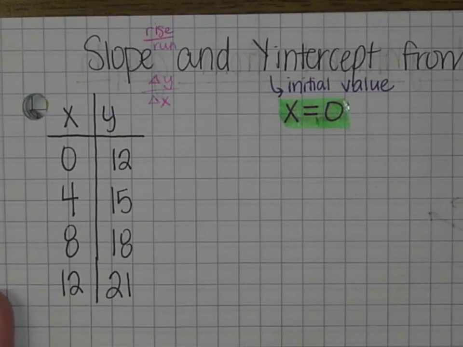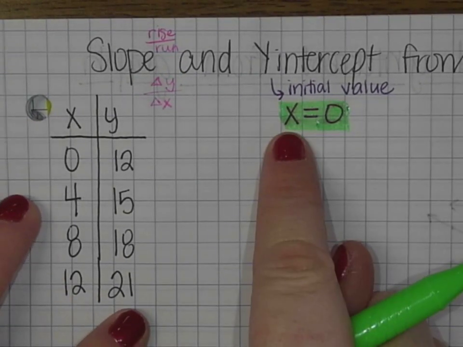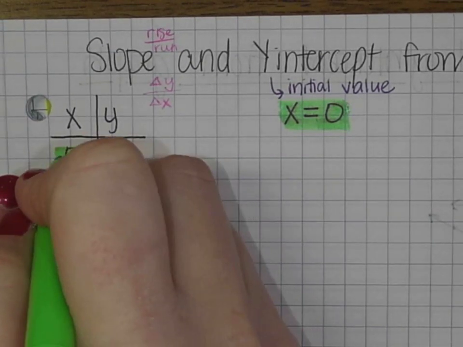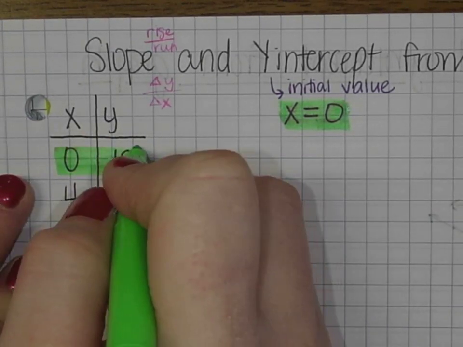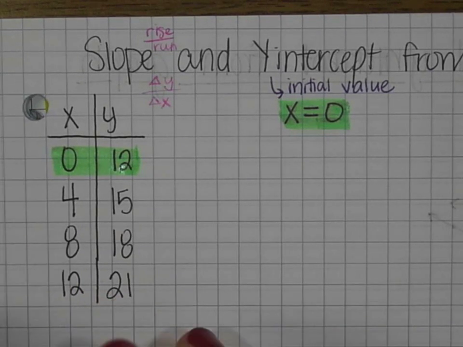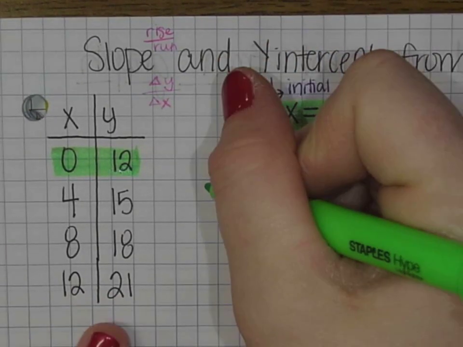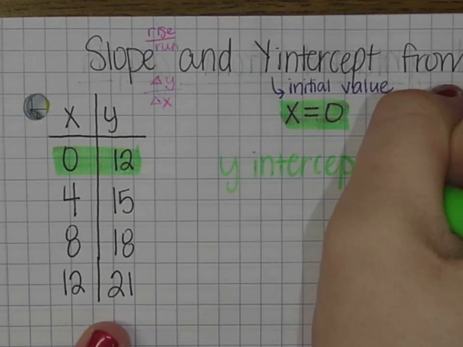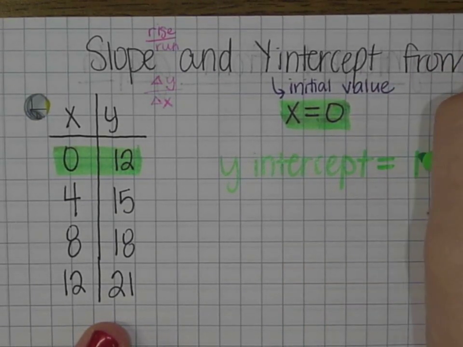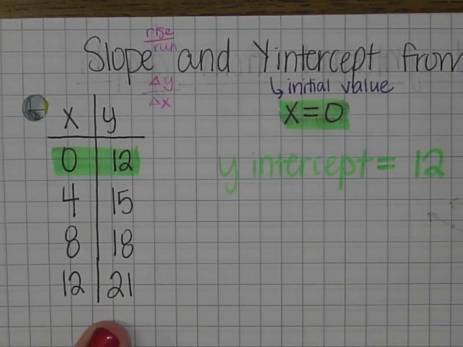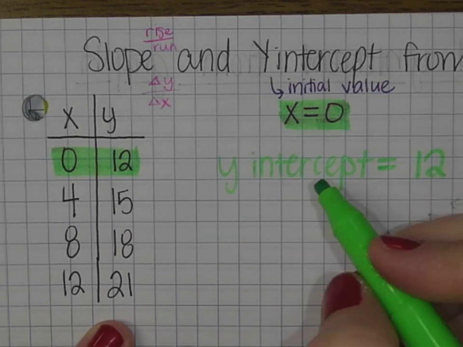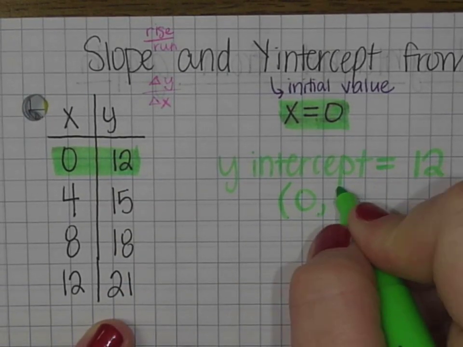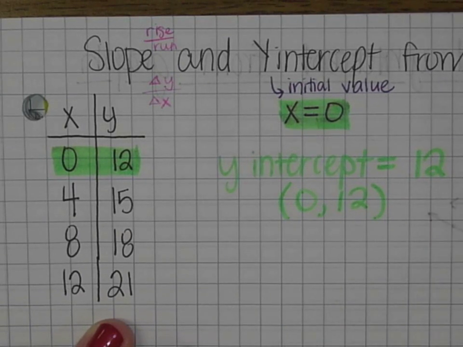So if we look at this table right here, the y-intercept is when x equals 0. So this would be my y-intercept. My y-intercept equals 12 because x equaled 0. So you could put the point 0, comma 12.